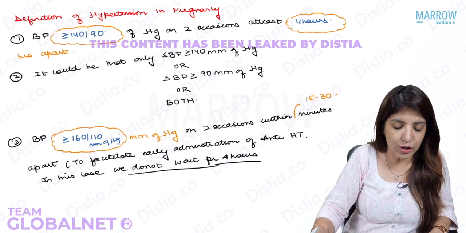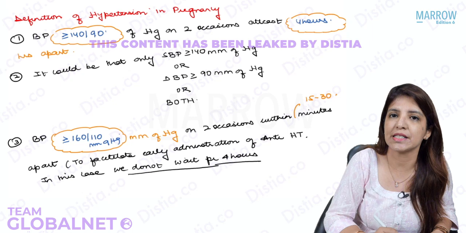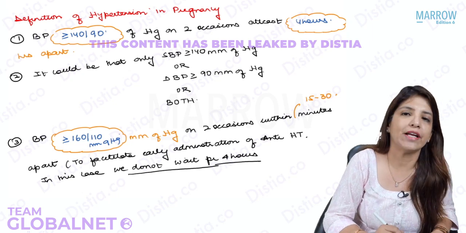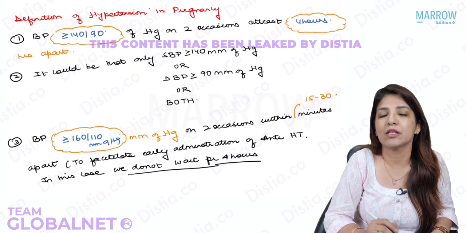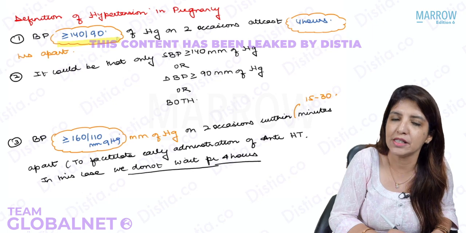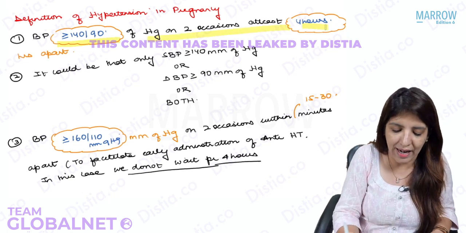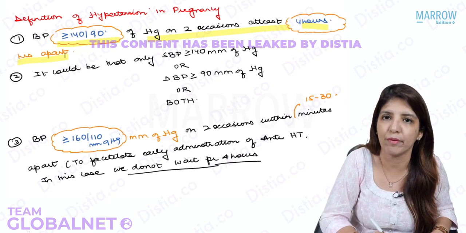Right? So first, before we talk about pregnancy-induced hypertension, let us see how hypertension is defined in pregnancy. Hypertension in pregnancy means whenever a pregnant female's BP is more than or equal to 140/90 on 2 occasions at least 4 hours apart. I'm sure you know about white coat hypertension.